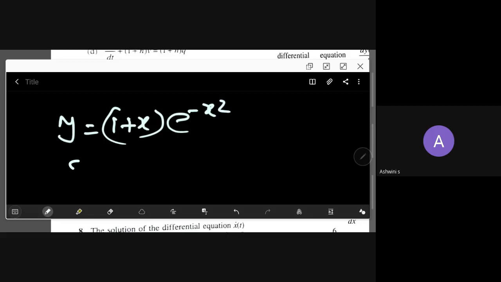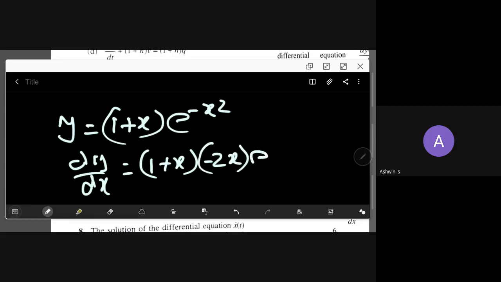What is dy dx I am calculating? dy dx is by the UV rule. So you have 1 plus x times the derivative of e power minus x square. The derivative of e power minus x square is minus 2x, chain rule, e power minus x square. Plus e power minus x square into the derivative of 1 plus x, so simply e power minus x square. Now we found dy dx.